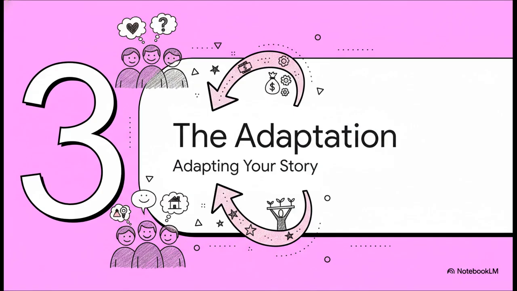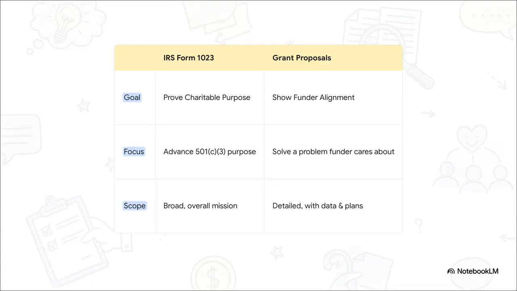Okay, now here's a really important strategic tip. You don't just write one of these and use it for everything. You have to adapt your story for your audience. And there are 2 big audiences you're going to be writing for. As you can see, the goals here are totally different.